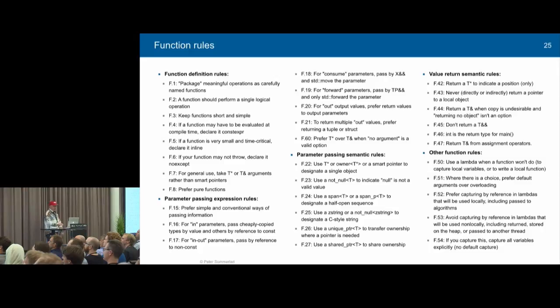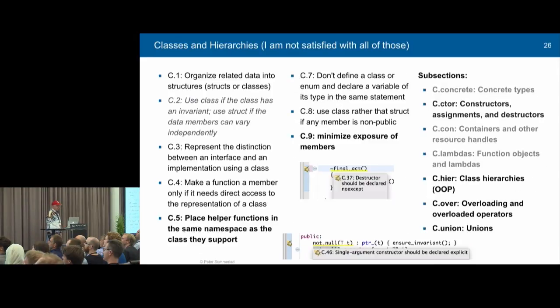There are plenty of rules on functions. There are plenty of rules on class and hierarchy. I'm also not a fan of all of them. Like C.2, use class if the class has an invariant, use struct if the data members can vary independently. I prefer to use struct every time because I want my code to spell out what the class actually does, what the major functionalities are, up front. Especially since IDEs tend to show the definition on hover, it's very easy to spot what the class is for.